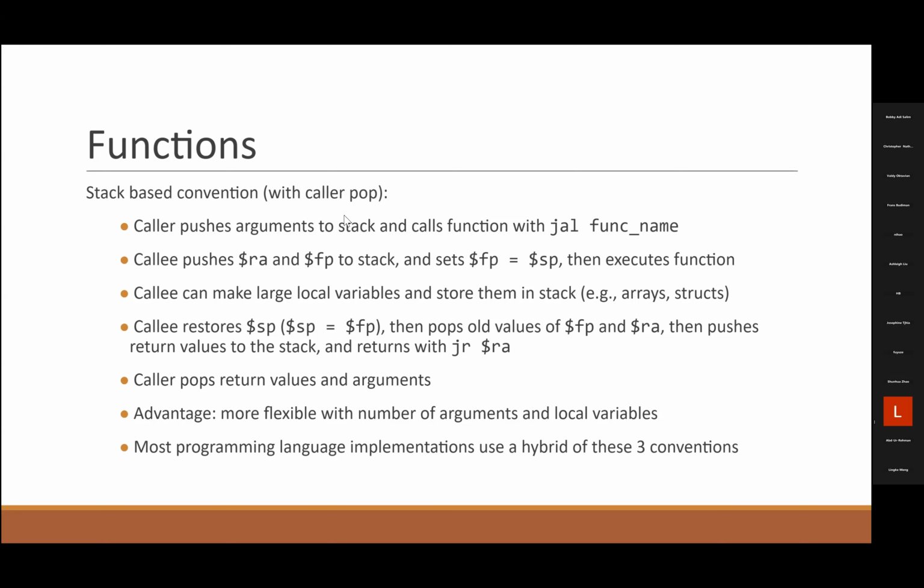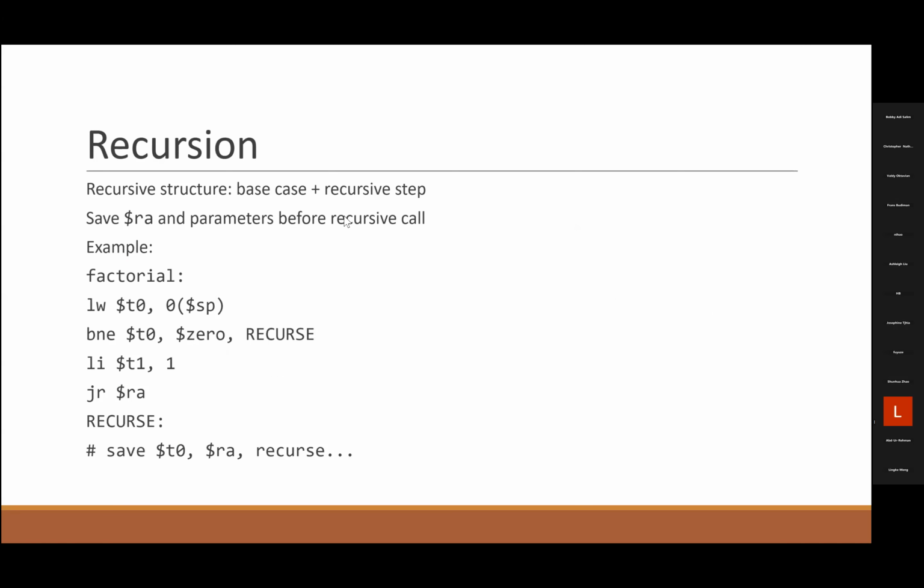Okay, so next we have recursion. As in any programming languages that you have seen, with recursion you have two main parts, the base case and the recursive steps. And the important thing to remember when writing recursive code is to save RA and parameters or any value that you want to preserve before the recursive call, because the recursive call can override them easily. So here's a classic example of a factorial function.